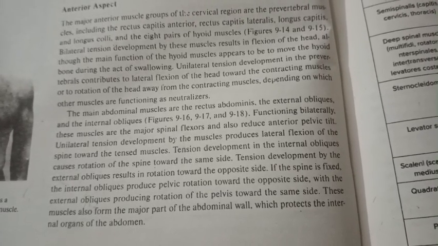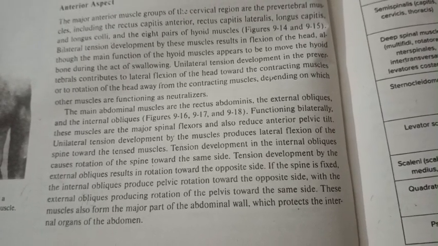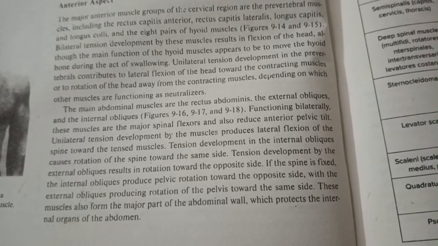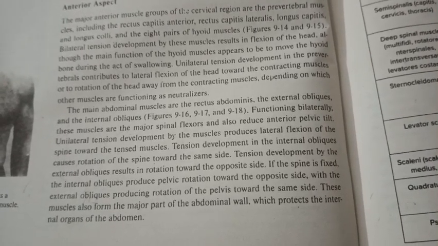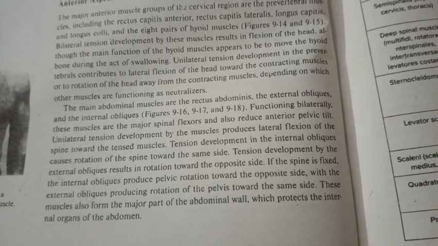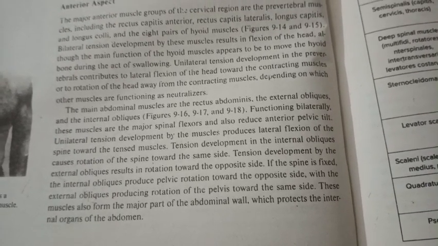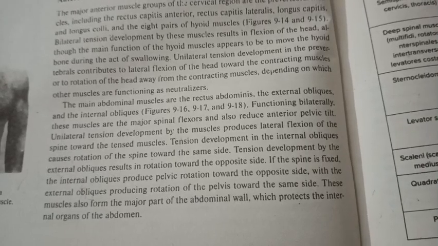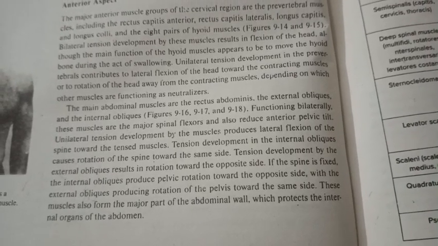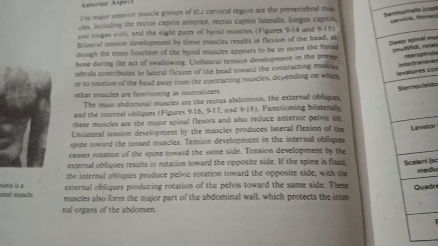The main abdominal muscles are the rectus abdominis, external obliques, and internal obliques. Functioning bilaterally, these muscles are the major spinal flexors and also reduce the anterior pelvic tilt.